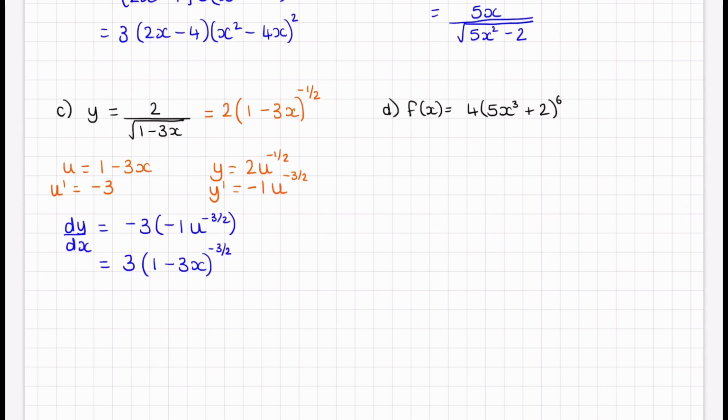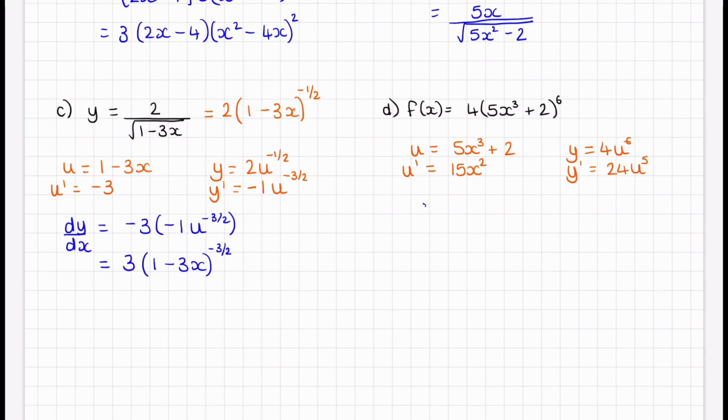And d, same idea again. This time we don't need to do any rearranging to start with because we've got positive powers. u is the inside part, so 5x cubed plus 2. y is the outside, so it's 4 times u to the power of 6. The derivative of u will be 5 times 3, which is 15x, and then 3 minus 1, which is 2, so 15x squared. The derivative of plus 2 is 0. Then y dash will equal 4 times 6, which is 24, u to the power of 6 minus 1, which is 5.